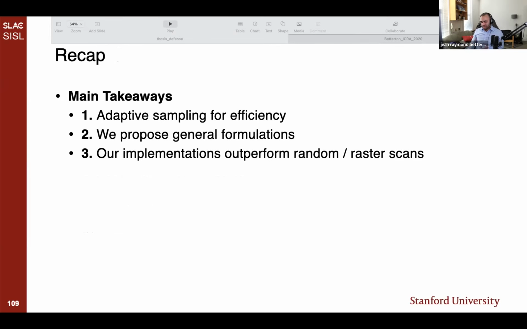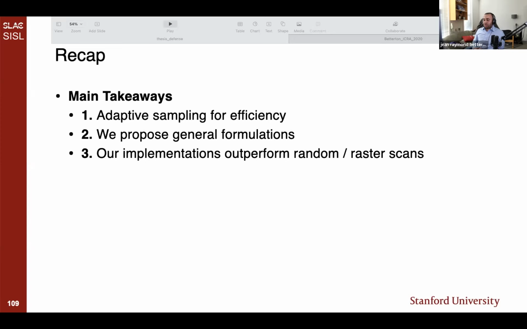I just want to stress again the main takeaways, if my voice is soothing you to sleep. The main thing to remember is that in X-ray applications, we want to do adaptive sampling for efficiency. X-rays are incredible for scientific experiments, and we want to be able to do more of them. One way of doing that is to lower the amount of time it takes, and that's where adaptive sampling can really shine.